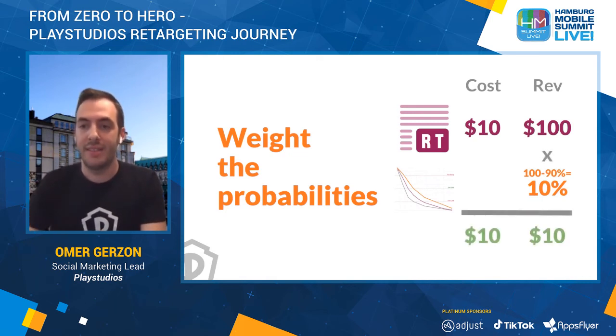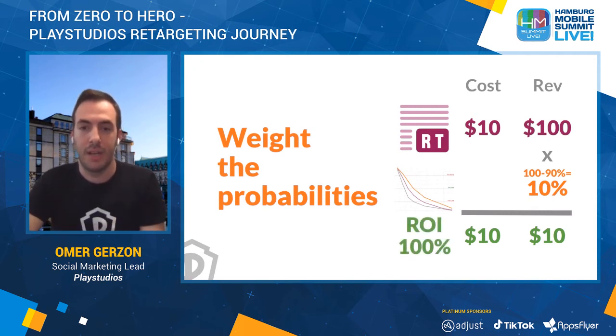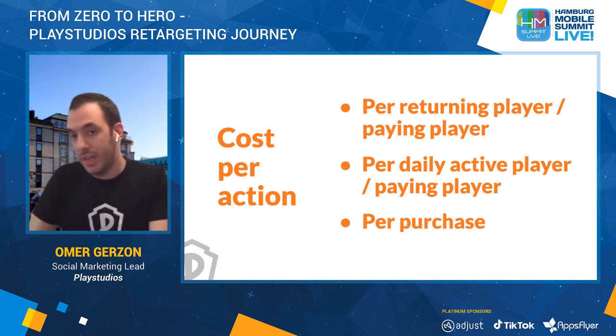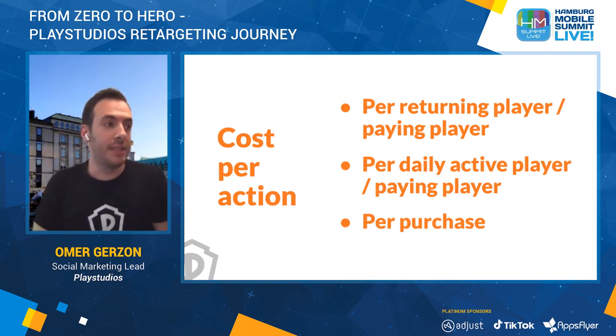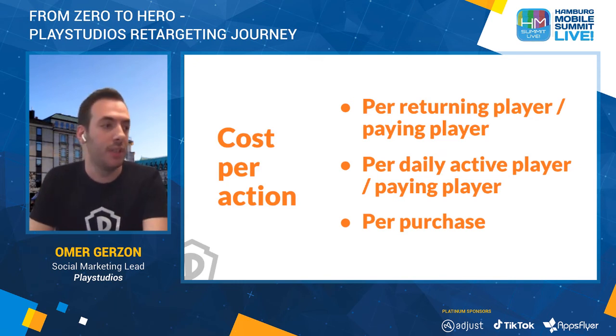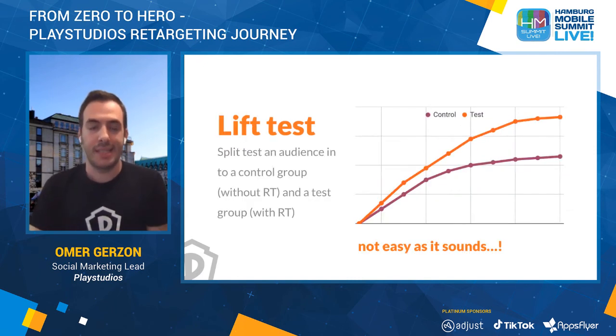So we weight that into $10, 10% from the $100 of the revenue, and this is how you get 100% ROI specifically on the ads. You can also calculate the cost per action you want to achieve, whether it is the return itself of the player or paying player, whether it is how much time, how many times the user was active after we did retargeting, or whether it's every purchase he made after going back to the game, or every ad he watched after returning to the game. Lastly, we have lift test.